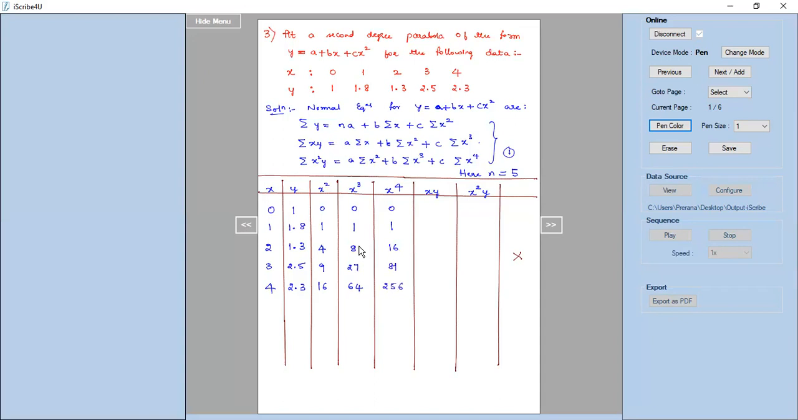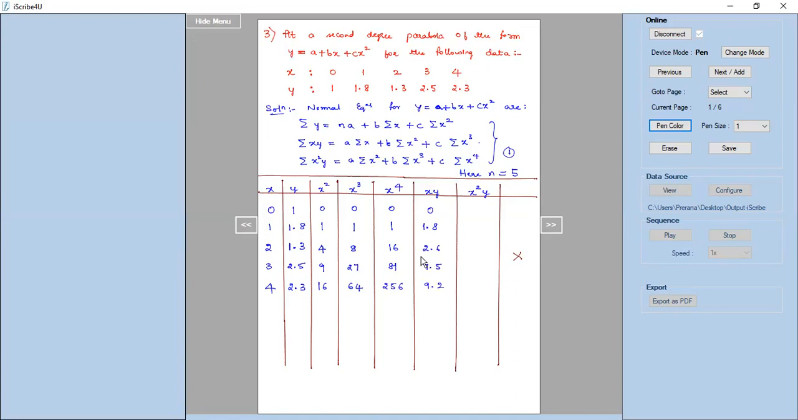Then we have x into y column. You have to do product of these two values: 0 into 1, 1 into 1.8, 2 into 1.3, 3 into 2.5, like that. So please use calculator and do appropriately. I'll write down x into y as 0, 1.8, 2.6, 7.5, 9.2.